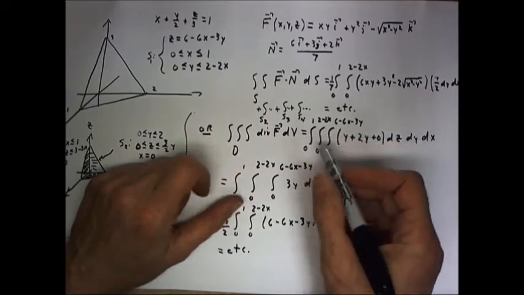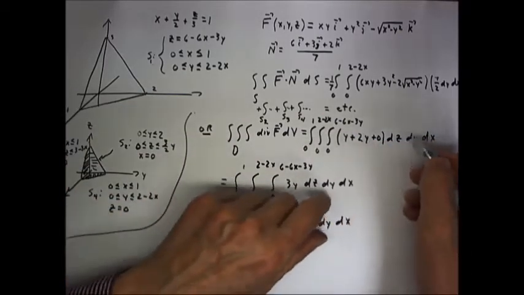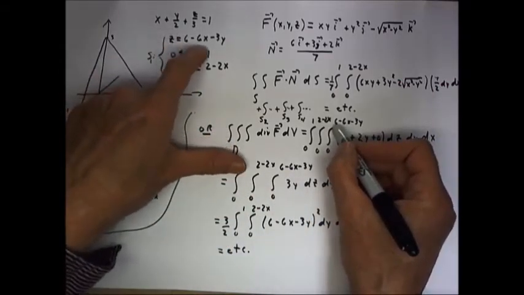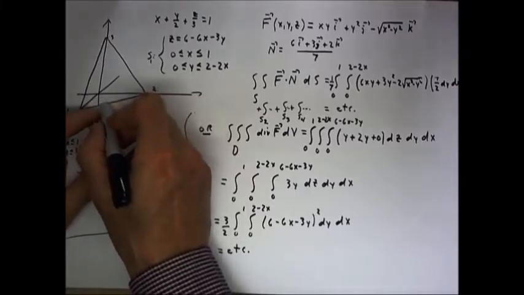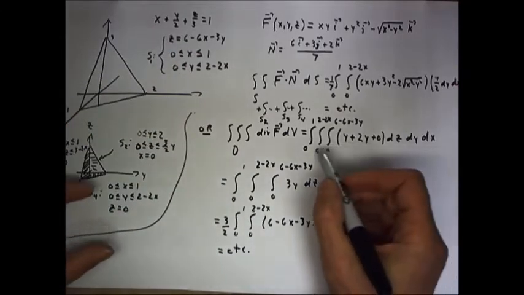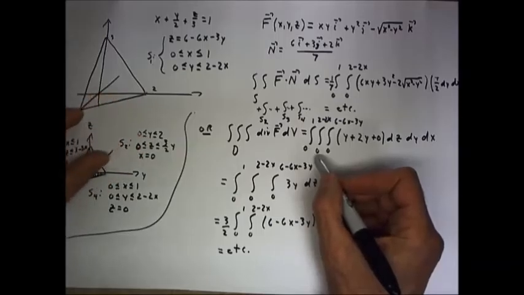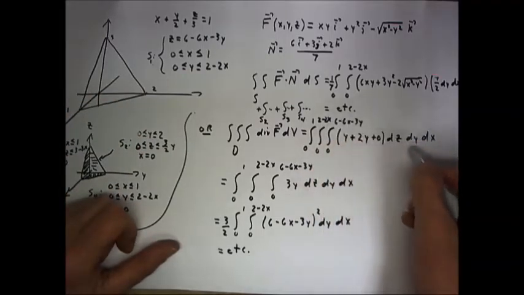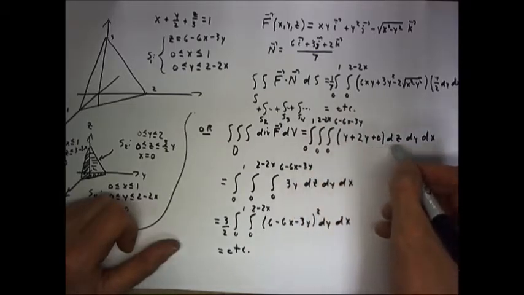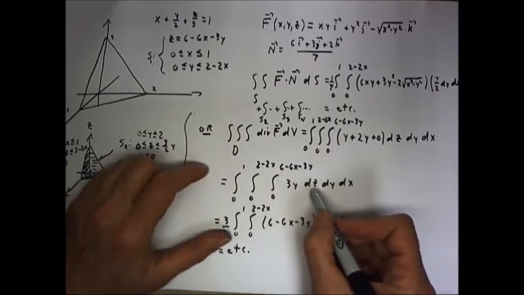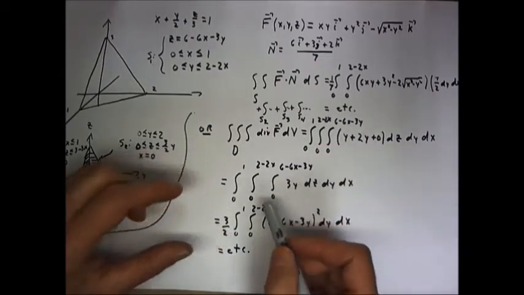Straightforward to represent in terms of inequalities. Z is going to go from 0 to 6 minus 6x minus 3y, as we go from the xy plane, from a point in the plane, up to the surface. And then the region is from 0 to 2 minus 2x with respect to y, 0 to 1 with respect to x, just as it was previously. So we're just integrating 3y with respect to z, then y, then x.